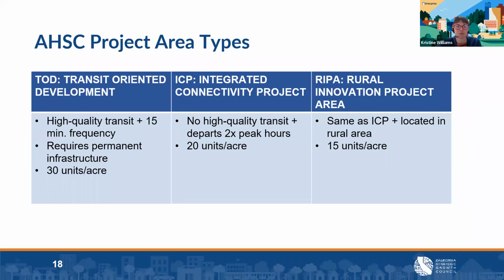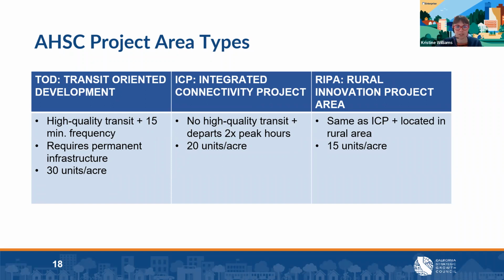If your site is served by what is referred to as high quality transit, that means that within a half-mile, you have some type of transit that comes at least every 15 minutes or less, what we call its peak period service frequency, and it has permanent infrastructure. So that means it's running on some sort of rail system, tracks, or has a dedicated bus rapid transit lane available. Then your project will fall under the TOD, transit-oriented development category.